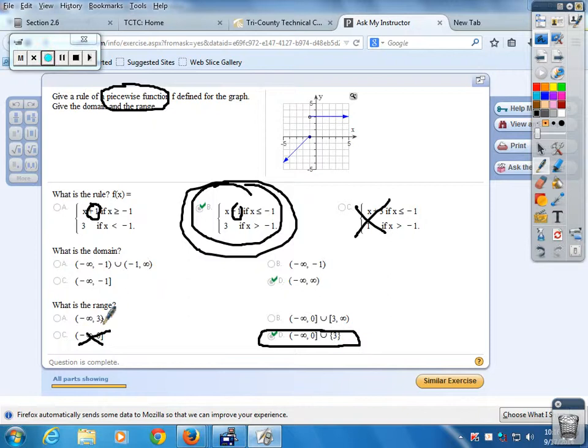Negative infinity to 3? Well, that wouldn't be right, because this area right here is not in the range. So that's not right. Negative infinity to 0. Well, that's okay. But what's wrong with this? The infinity's wrong and this bracket's wrong. So you could pretty much knock out some of your possible answers just by deduction.